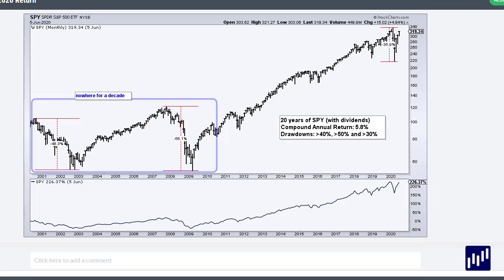And this is the argument for market timing, because in order to get to that 226% gain and that 5.8% annual return, you would have had to endure a 48% drawdown, a 56% drawdown, and then the most recent, a 36% drawdown. And then you got some smaller pullbacks or consolidations along the way. So I think the question we have to ask ourselves is how can we get this buy and hold return without the drawdowns, or with limited drawdowns? You can't eliminate drawdowns, but you can reduce them with a little bit of market timing.